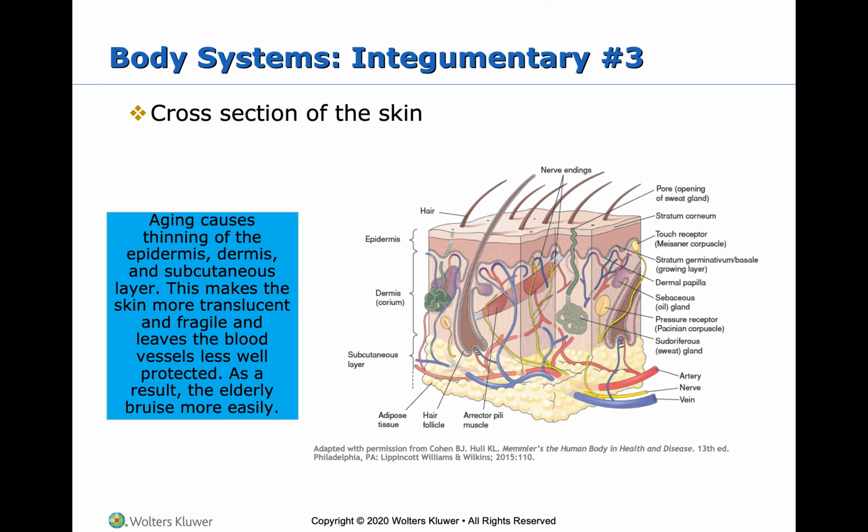But I do want to make a note here. In the blue box it says aging causes thinning of the epidermis, dermis, and subcutaneous layer. This makes the skin more translucent and fragile and leaves the blood vessels less protected. So as a result of this, the elderly bruise more easily. So as you age, your skin thins, and with the thinning, your blood vessels are less protected, so you bruise more easily.